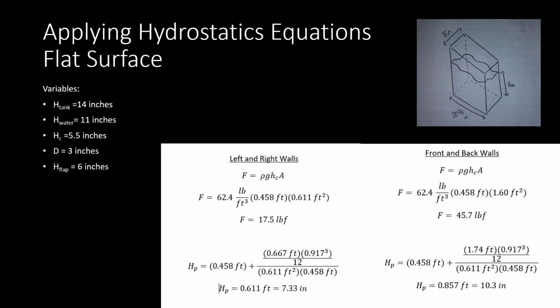So for the left and right walls, the forces on each of them are 17.5 pound force, and the center of pressure on that is 7.33 inches. And then the force on the front and back walls is 45.7 pound force with a center of pressure of 10.3 inches.